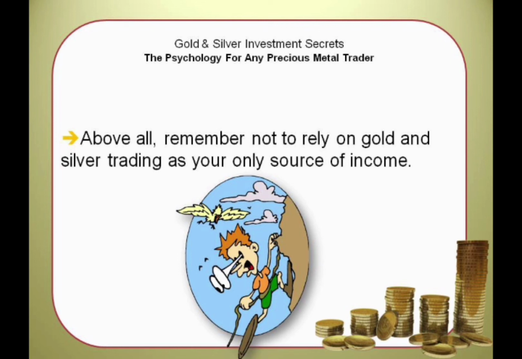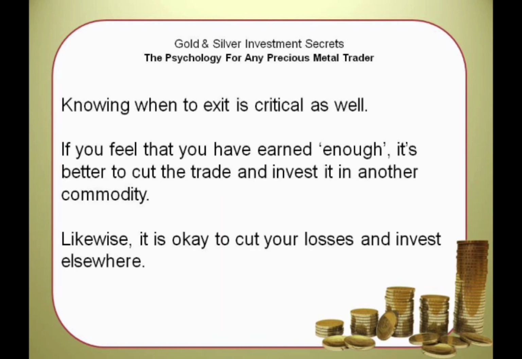Most people, when they put all their eggs in one basket, make bad decisions because it represents all or most of their wealth. When you have income coming in from diverse locations, or even other commodities you are trading with, you will make better decisions. Knowing when to exit is critical as well. If you feel that you have earned enough, it's better to cut the trade and invest it in another commodity. Likewise, it is okay to cut your losses and invest elsewhere. Next, we will look at why you should invest in gold and silver now.